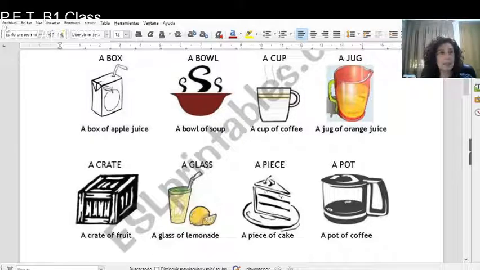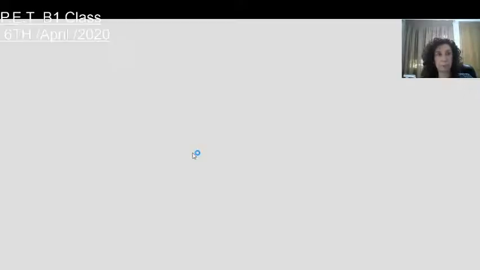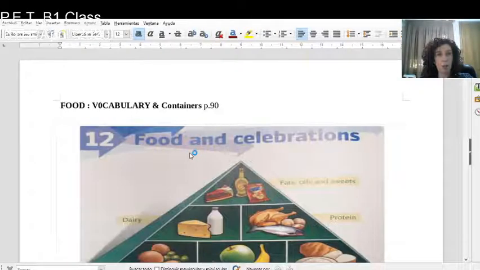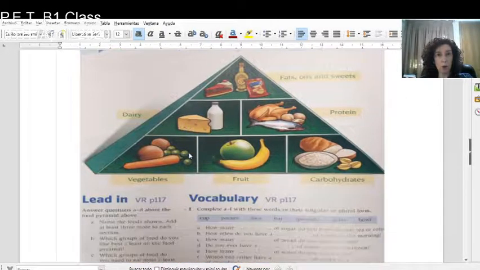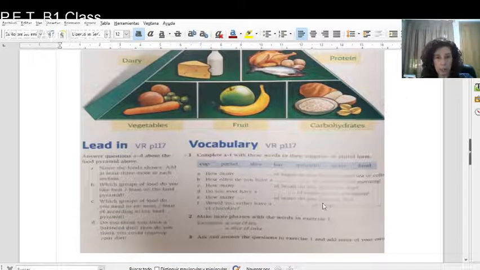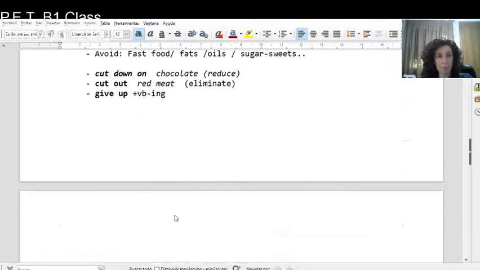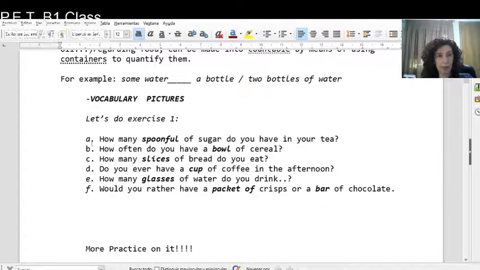So please do exercise 1 vocabulary on page 90. Pause the video please and do it on your own. So after doing this exercise at home, let's correct it. How was it? Well, let's see. Here you have the corrections.